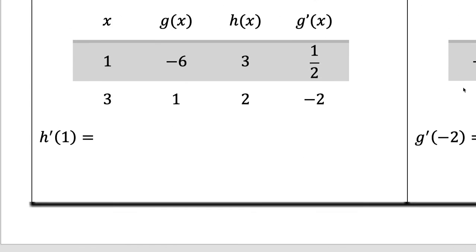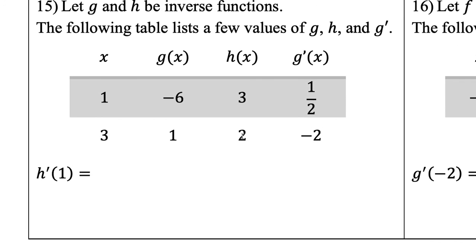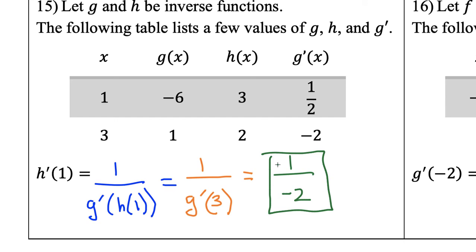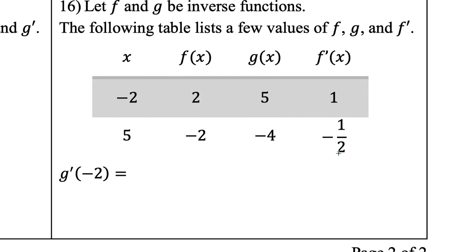Okay, so number 15, that's our second to last problem. Wow, it goes fast. The answer to this one is 1 over -2. How do I do that? So I get 1 over g prime of h of 1, not 11, and that is going to be equal to 1 over g prime of, okay, so h of 1 is 3. So 3, and that's going to be equal to 1 over g prime of 3 is -2, and the answer is -1 over 2.